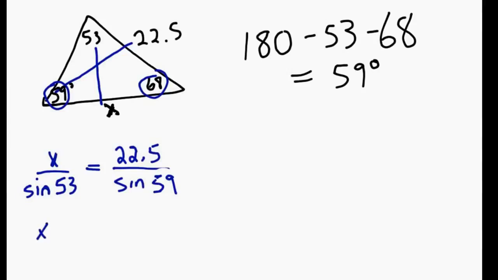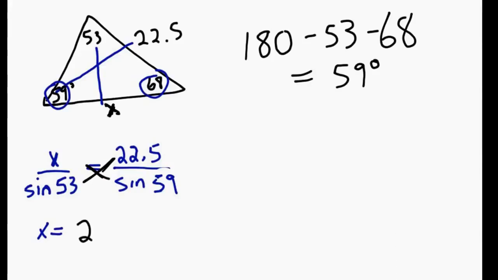So in this case, we want to cross multiply the 22.5 times sine 53 first, and then divide it by the sine 59. So on your calculator, go sine 53 times 22.5 and divide that by sine 59. Hit equals, we get 20.96, so let's just round it to 21.